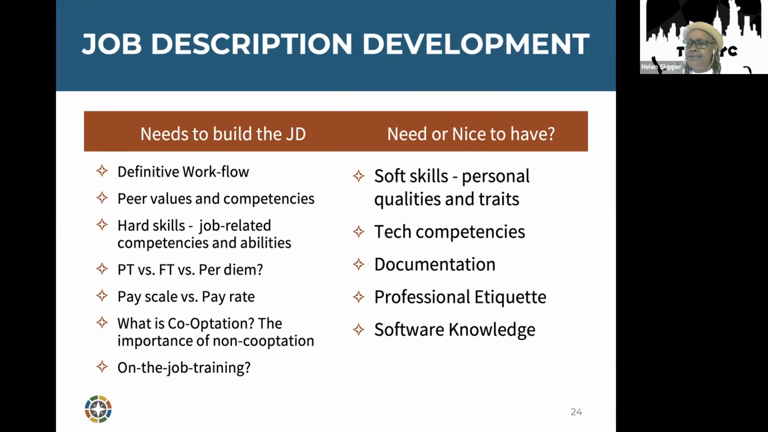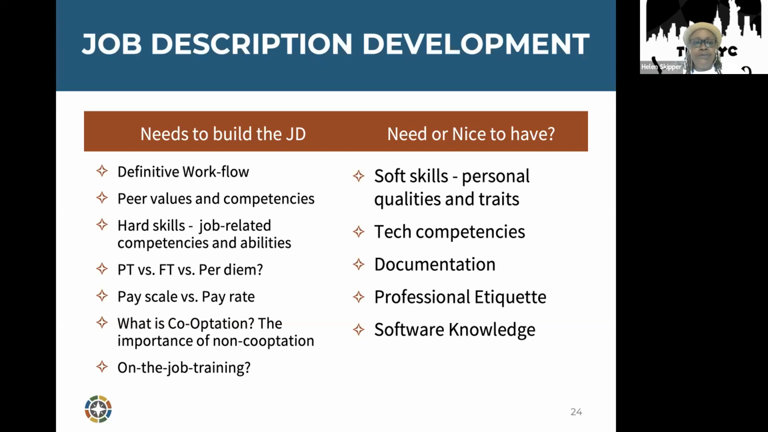Job description development. What are some of the needs that we should have as we're building that? Before we even start building it, we need to have a definitive workflow. Like, we need to know, what is the job? What are the points of the job from point A to Z, from number 1 to number 999?